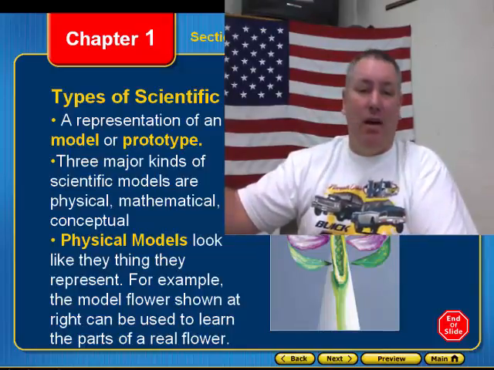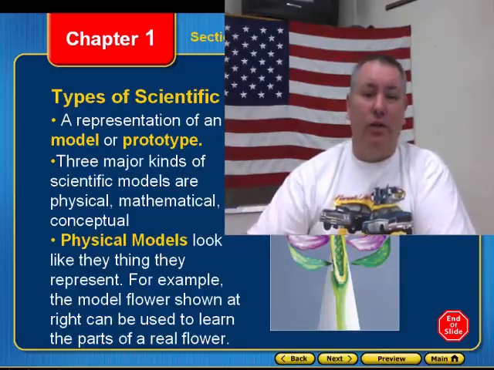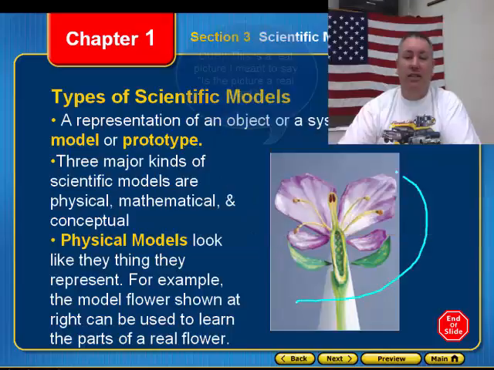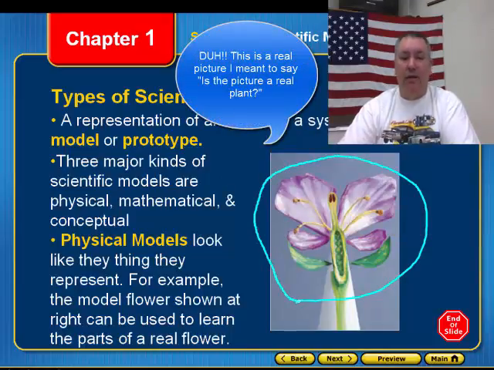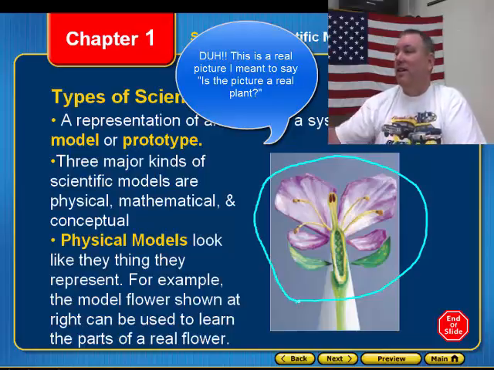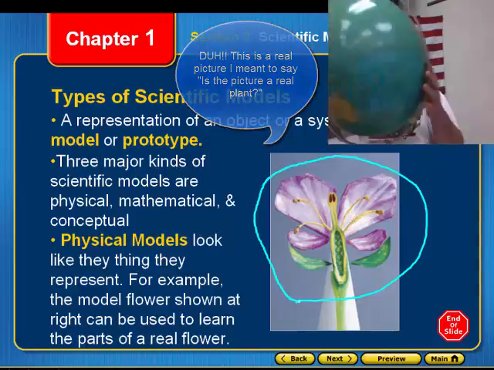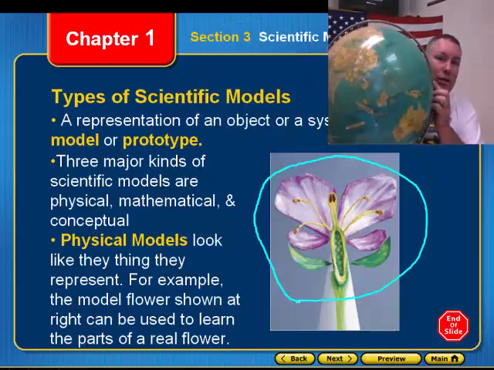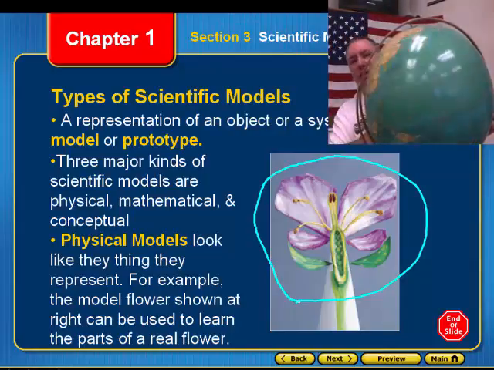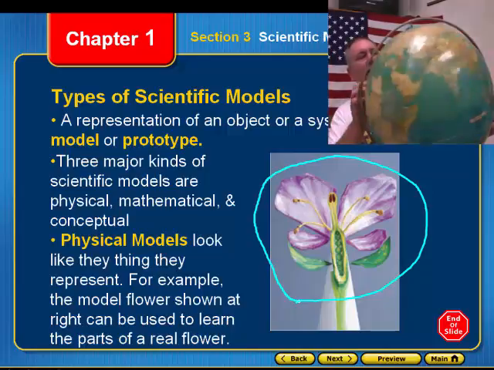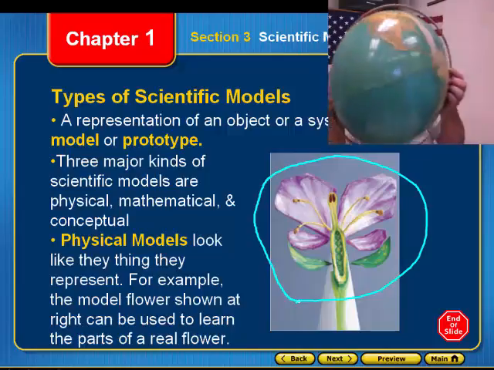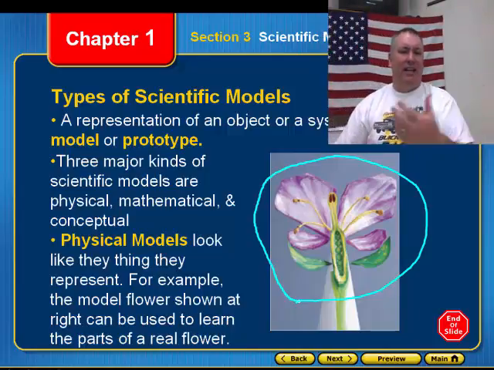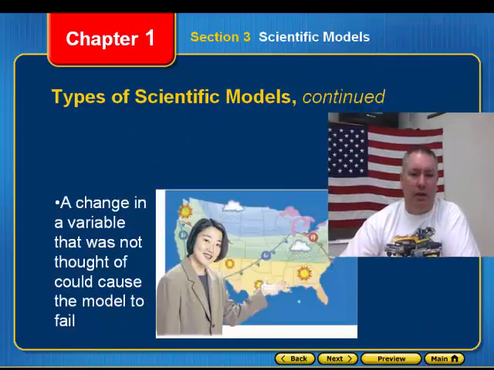Now, is this globe that I just showed you, or this picture over here, a real picture? Can it really make its own food through photosynthesis? Do people really live right here? No, but that would be very cool. People don't actually live here, and the blue is not really water, but it represents that, and that's what physical models do.